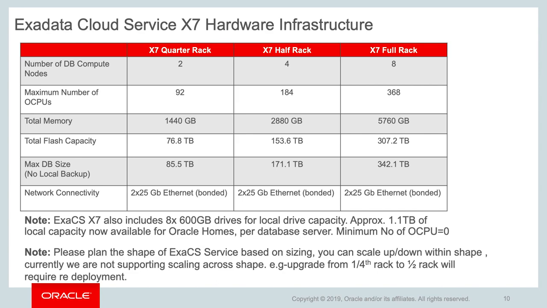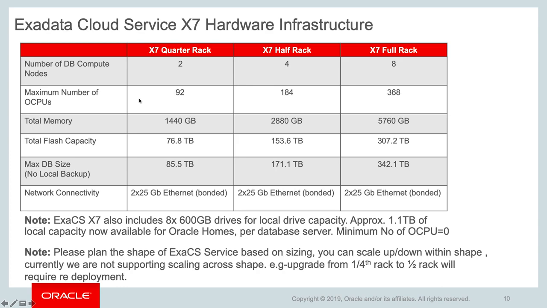In terms of number of database compute nodes, X7 quarter rack has 2, half rack has 4 compute nodes, and full rack has 8 of them. The maximum number of OCPUs supported by a quarter rack is 92, a half rack supports 184 OCPUs, and a full rack supports 368.